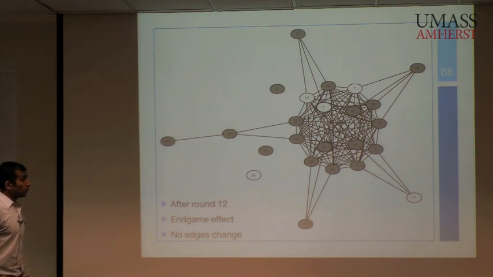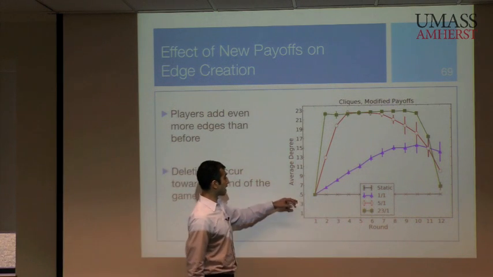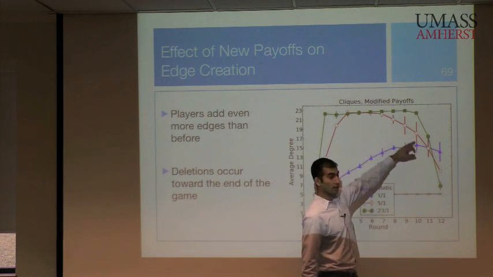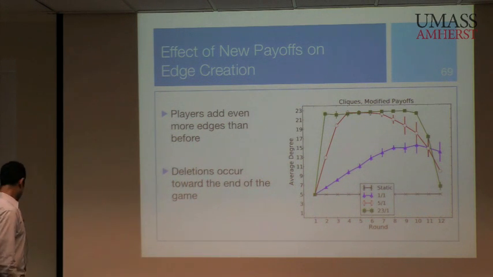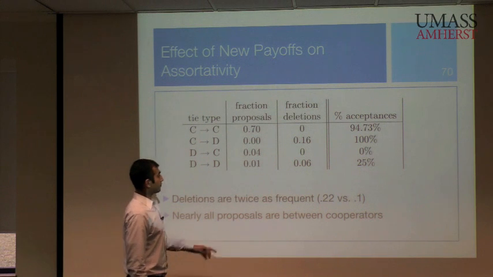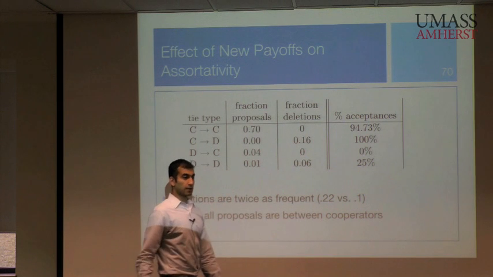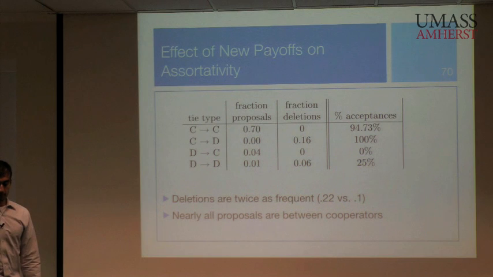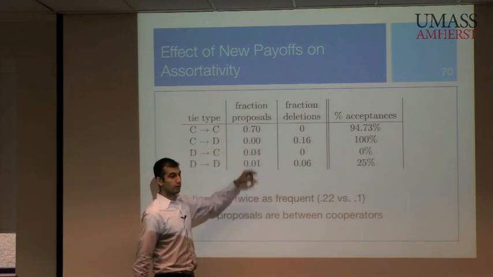Okay, so just to put a few more numbers on what you just saw, x-axis round, y-axis average degree. They're adding edges like gangbusters, but towards the end, when people start defecting, they cut them. The degree goes down. The takeaway I want you to have from this slide is this column. 22% of the actions were deletions, whereas last time it was just 10%. So now there's twice as many deletions as before, and nearly all the proposals are cooperator to cooperator.